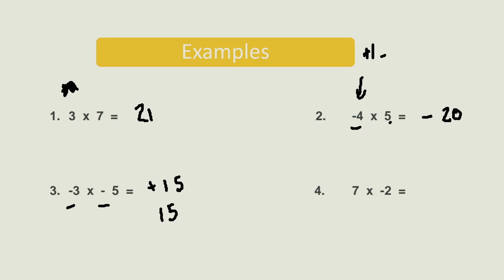So then 7 times negative 2, we have a positive on that 7. We don't see it, but it's there, times a negative. So my overall sign will be a negative, and 7 times 2 gives me 14.